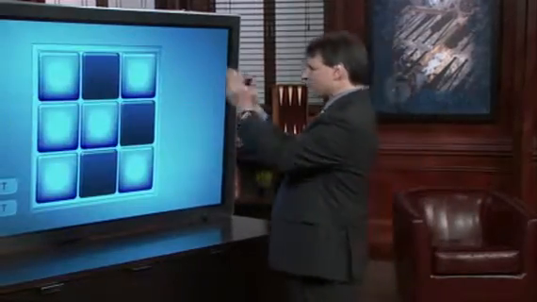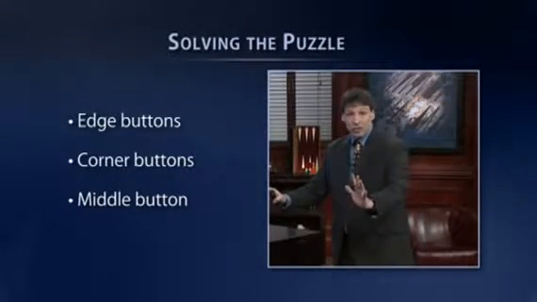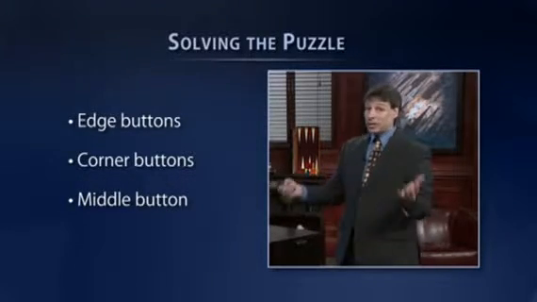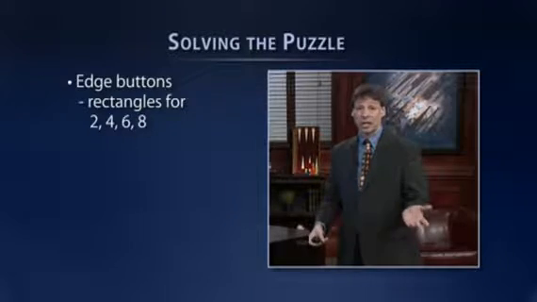Let's do one more example. Okay, create a random position. That looks nice. How do we do this? First, we're going to decide the edge buttons, then we'll do the corner buttons, and then we'll do the middle buttons. To do the edge buttons, we have to look at the rectangles for buttons 2, 4, 6, and 8.